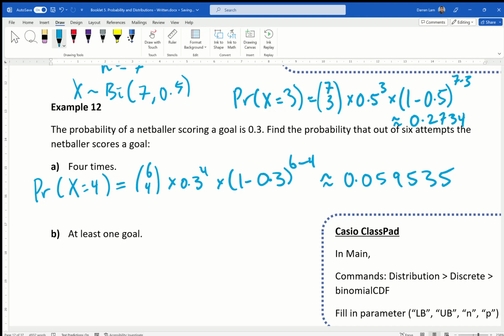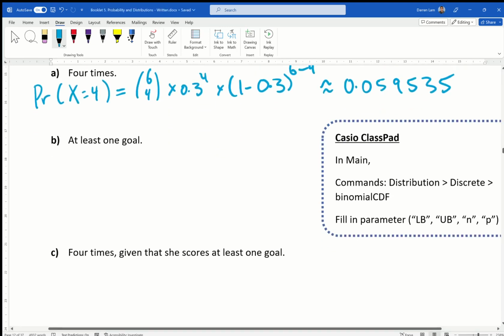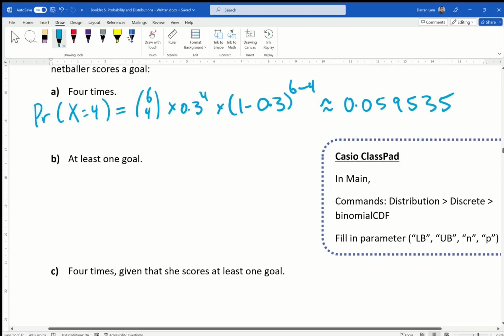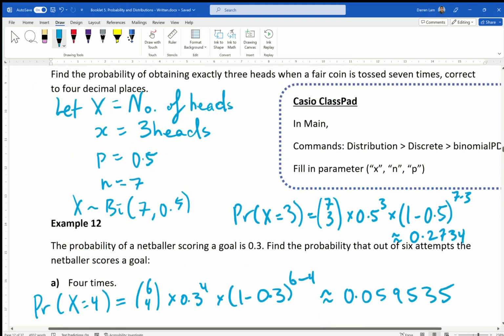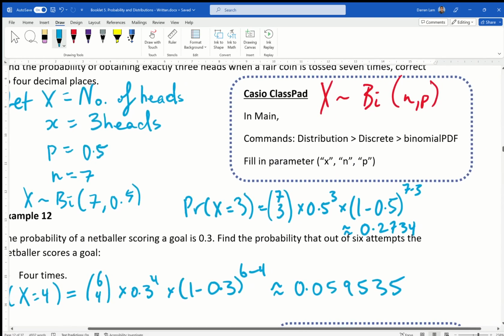I mean, and also kind of makes sense. If the probability of getting a goal is 0.3 or 30%, then the probability of getting 4 goals out of 6 is about 6%, yeah, that sounds about right. Now, this is when we're looking at something called cumulative. Before, what we were looking at in our calculator will be called binomial PDF, right? I'm going to show you what that looks like right now.